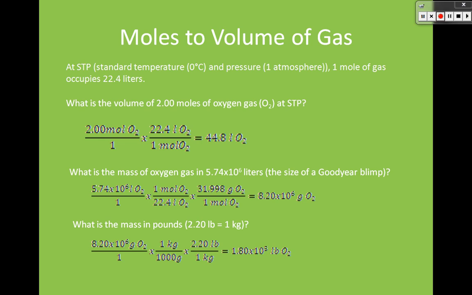You could go through and figure this out for helium, as a matter of fact. Why don't we make that our warm-up question tomorrow? It's not oxygen gas that's in the Goodyear blimp, it's helium. What is the mass of that helium in the Goodyear blimp? Let's do that both in grams and in pounds, again just for a good frame of reference.